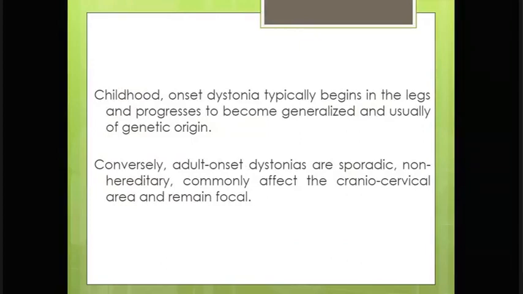Childhood-onset dystonia typically begins in the leg and progresses to become generalized, and is usually of genetic origin. Conversely, on the opposite, adult-onset dystonia is sporadic, not genetic, non-hereditary, commonly affects the craniocervical area and remains focal. So the age differentiation is very important because it's completely different.